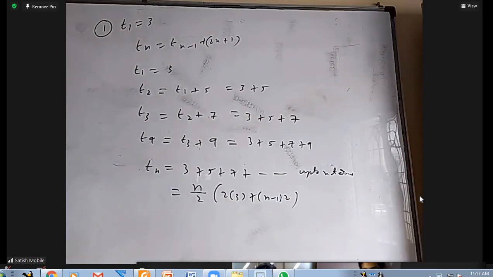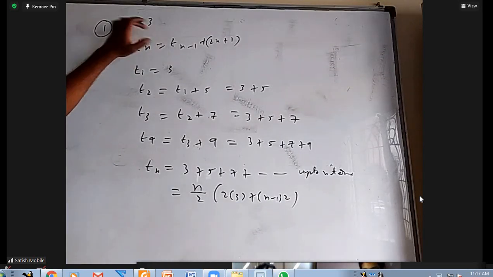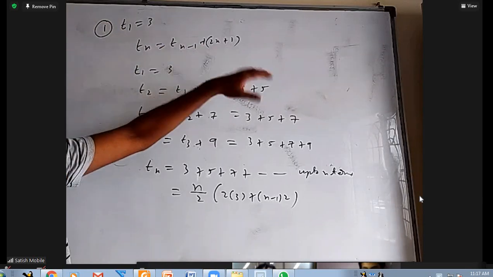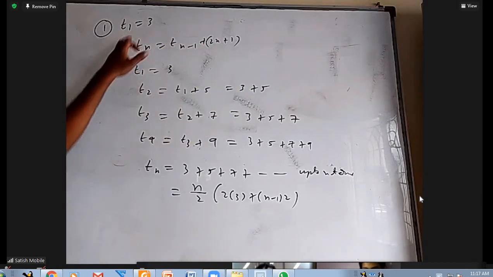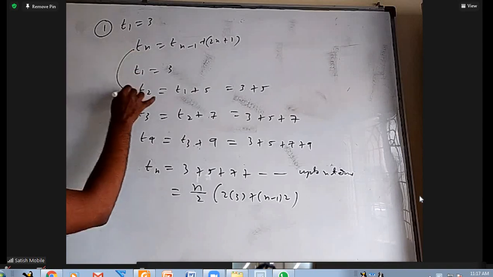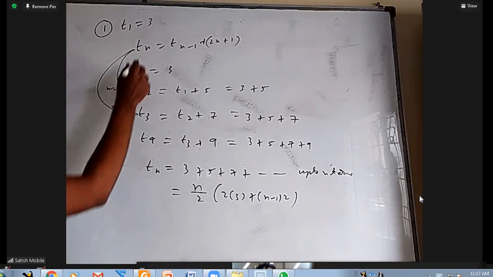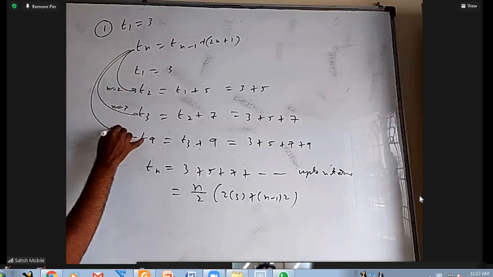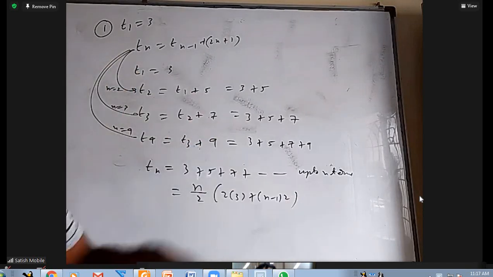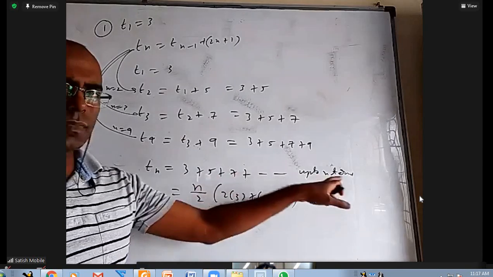Very first question. T1 is 3. Tn is Tn minus 1 plus 2n plus 1. This is given. T1 is 3. I wrote, I kept n equal to 2 in this, I got this. I kept n equal to 3, I got this. I kept n equal to 4, I got this. There's a pattern that we have seen. We are able to tell nth term is this.